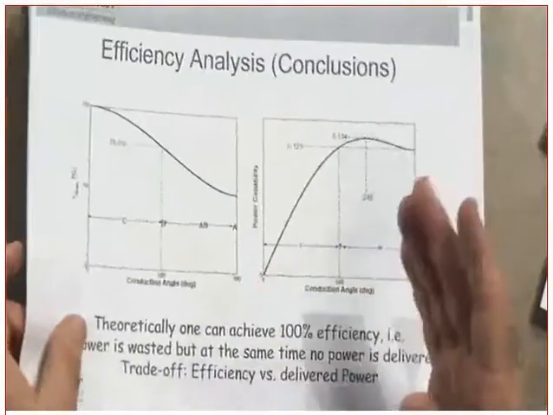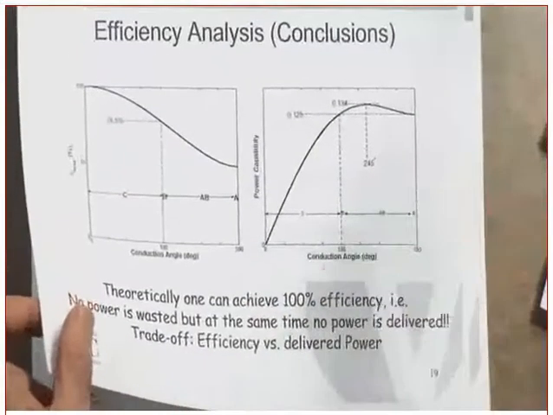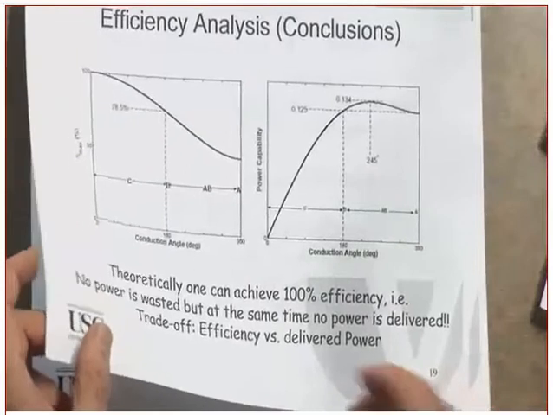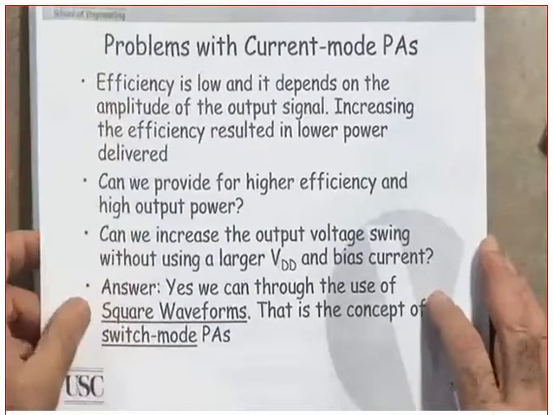What we would like is an amplifier which has higher efficiency, but the power does not approach zero. Clear? Does not approach zero. These are the problems with the power amplifier.